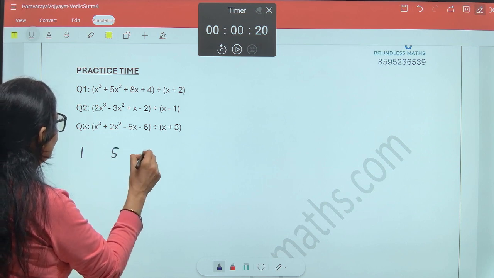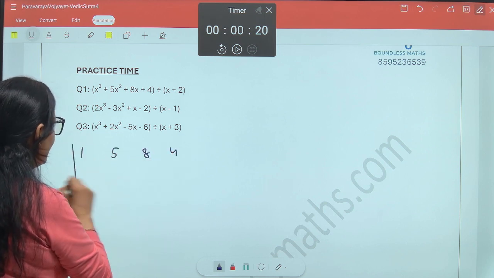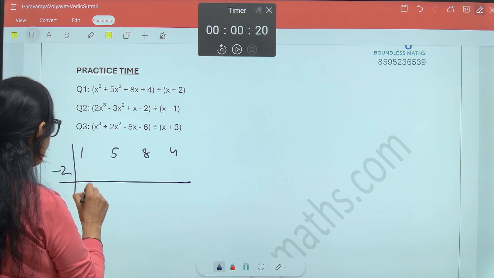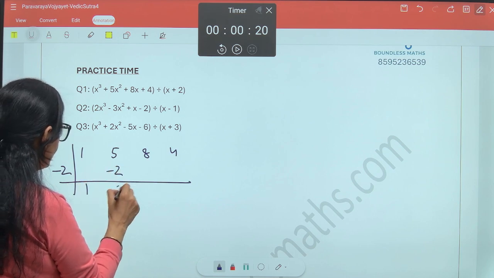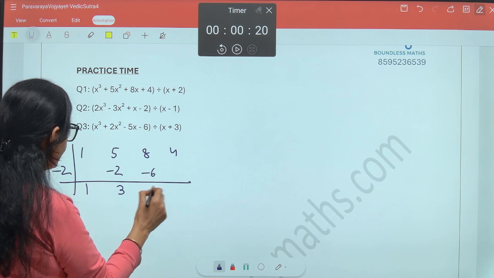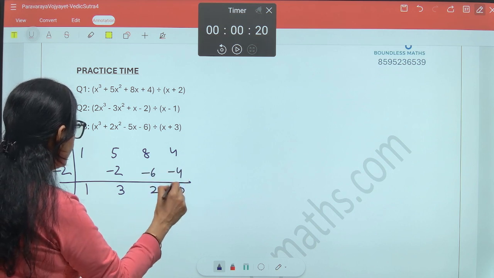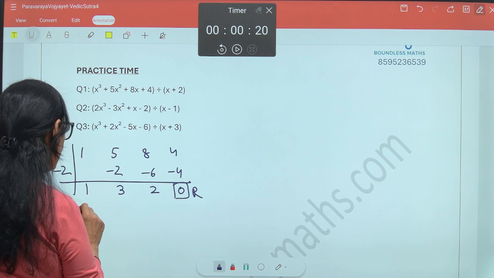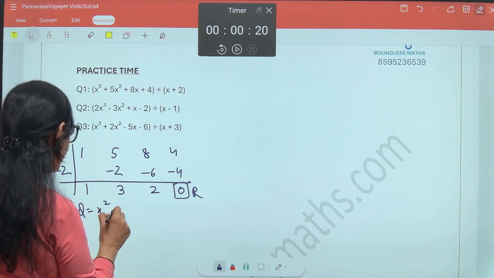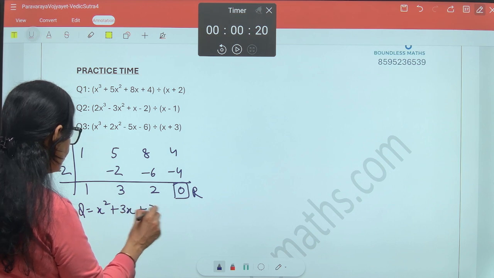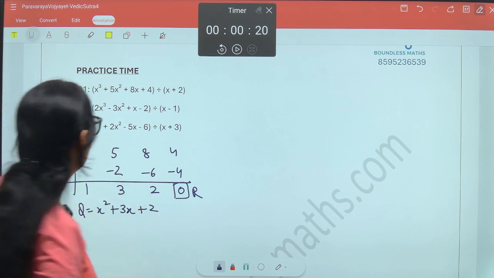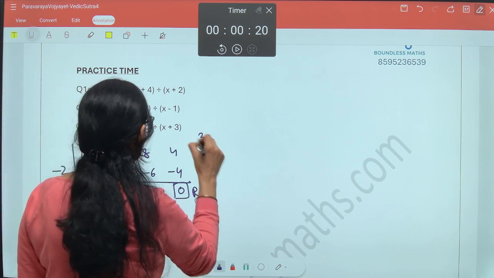1, 5, 8, 4 and here the divisor is minus 2. 1 into minus 2, this makes it 3, minus 6, I get 2 here, minus 4, remainder is 0 and the quotient is x square plus 3x plus 2. Got it right? Wonderful. Let's do the second one.